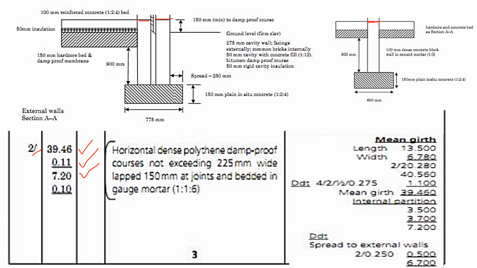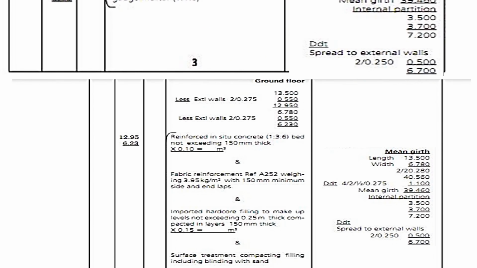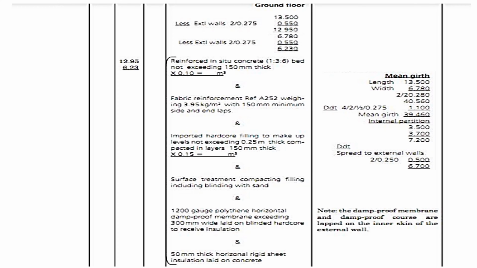We multiply by the thickness of the wall, which is 100 millimeters thick, so it shall be 0.10. Alright, so we have got the area of the damp proof course. In calculating the reinforced concrete in situ, then fabric reinforcement, hardcore, surface treatment, the DPM and the 50 millimeters thick horizontal rigid sheet insulation, they lie on the same area. So for all of these, we shall do the same measurements.